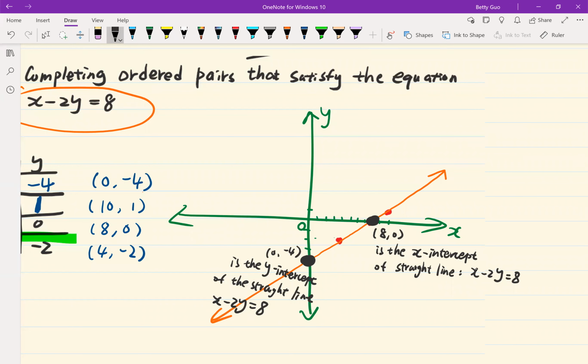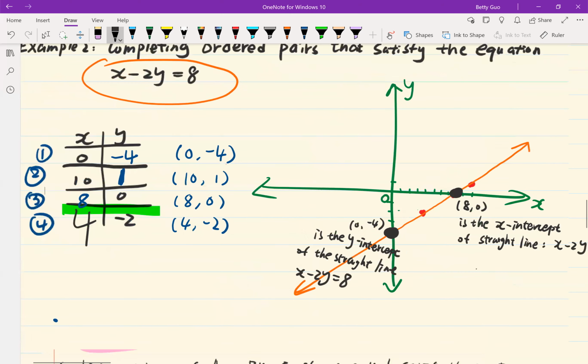Let's fill this word intercept. Sept means cut, right? Yeah, x-intercept is where the straight line cut the x-axis. Y-intercept is where the straight line cut the y-axis. Am I clear about the definition of x-intercept and y-intercept? Yes or no? Okay.